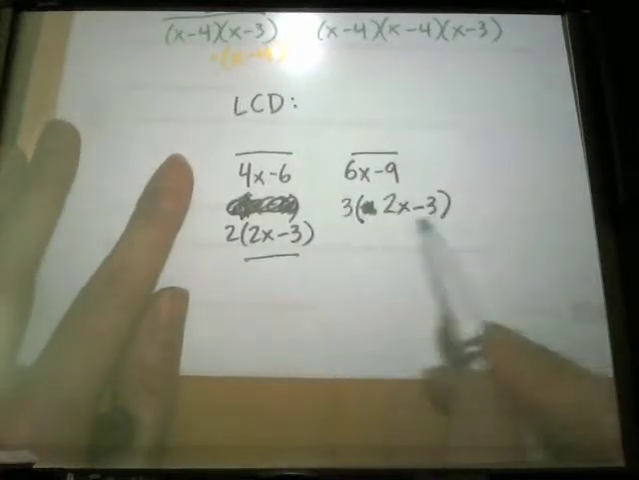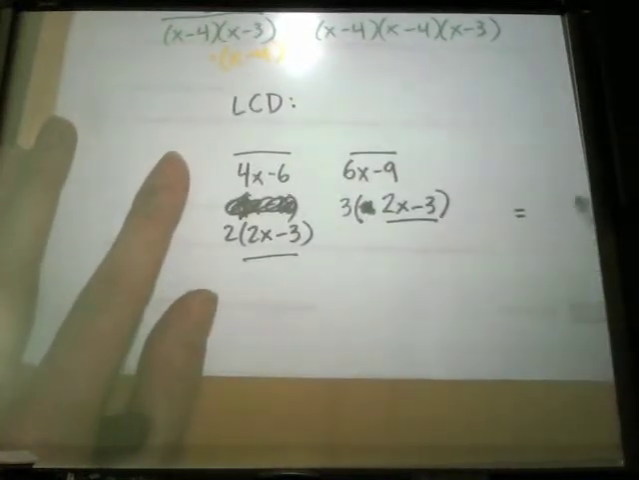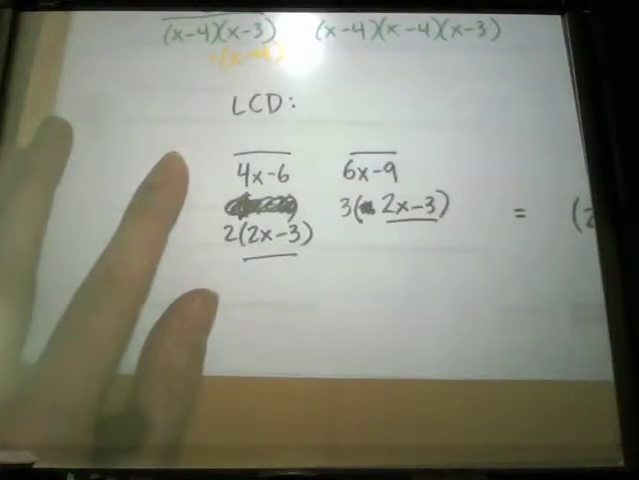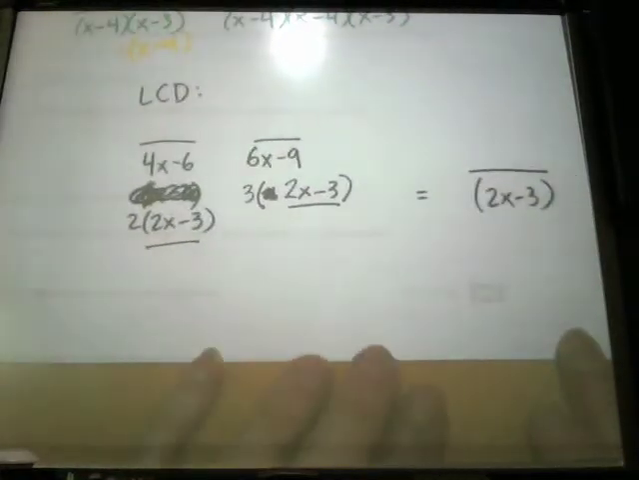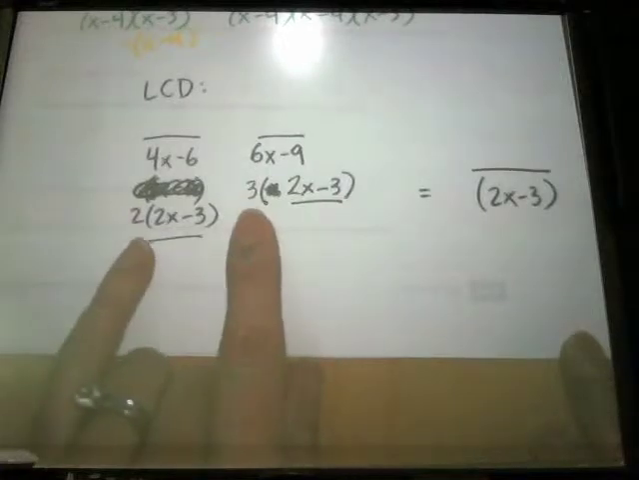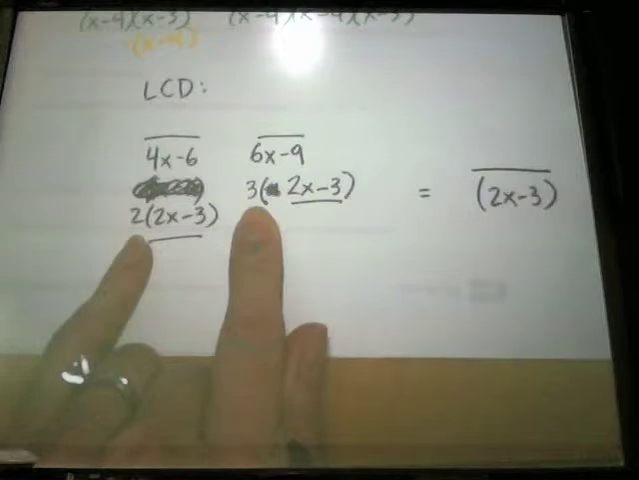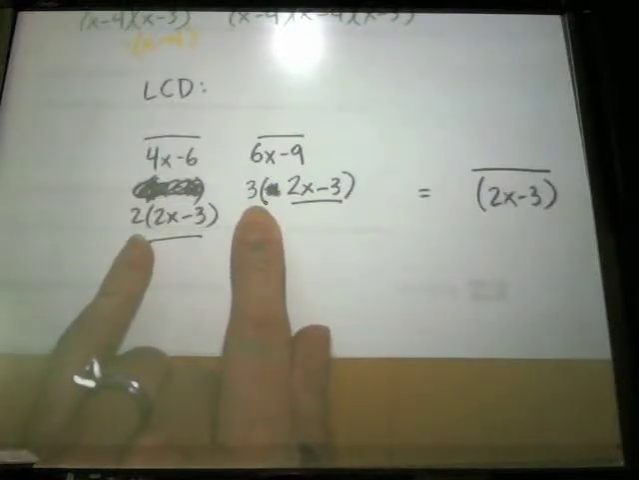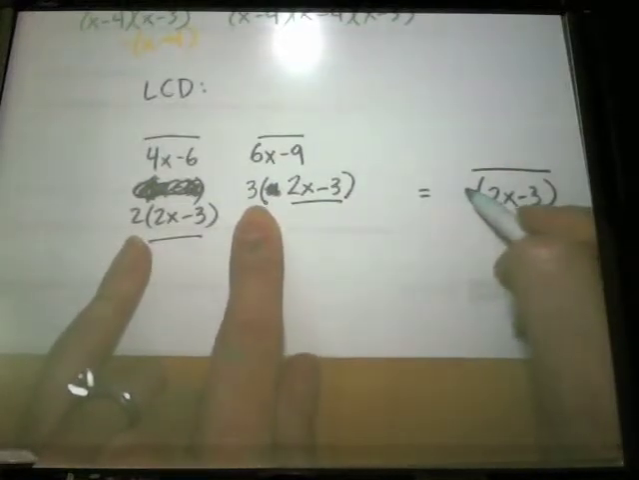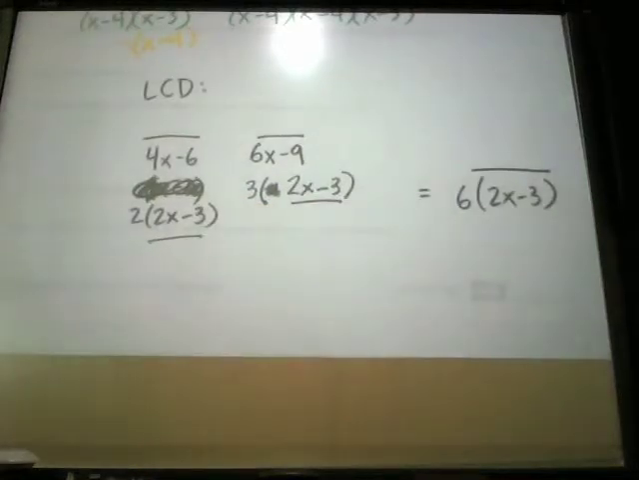Now, look at what's the same. I have a 2x minus 3 in both. So that is going to be part of my LCD. Take the number out front, 2 and 3. What's my LCD for 2 and 3? Least common multiple, least common denominator. CJ? 6. There's our LCD. Now if it said rewrite the fraction using the LCD, you would take each of the originals and figure out what you need to multiply the denominator by to get it to look like the LCD.